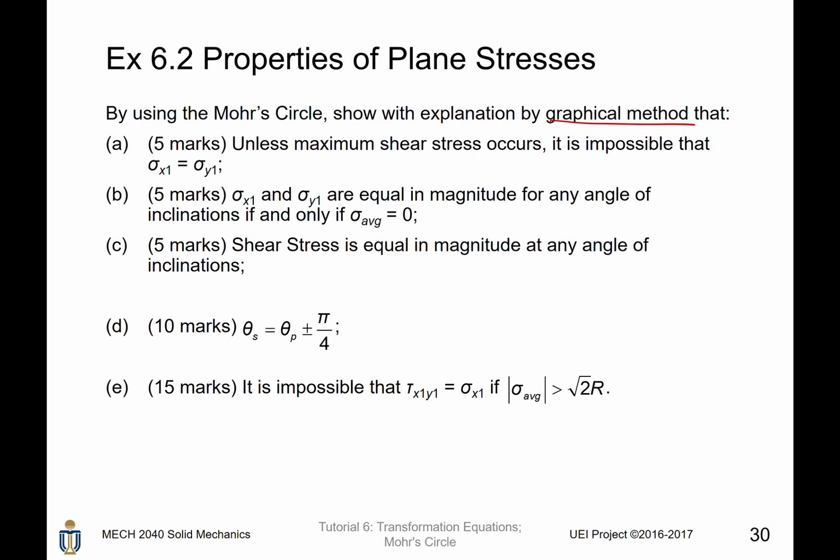That unless maximum shear stress occurs, it is impossible that sigma x1 equals sigma y1. Sigma x1 and sigma y1 are equal in magnitude for any angle of inclination if and only if sigma average equals 0. Shear stress is equal in magnitude at any angle of inclinations. Theta s equals theta p plus minus pi divided by 4. It is impossible that tau x1y1 equals sigma x1 if the magnitude of the average direct stress is larger than square root 2 of R.